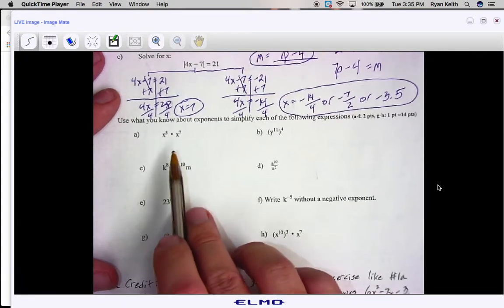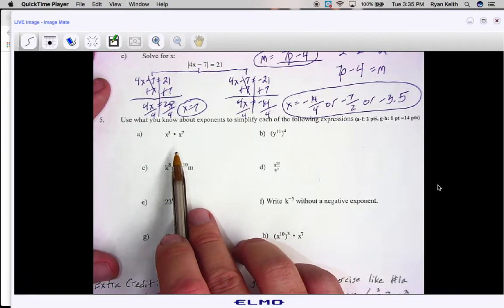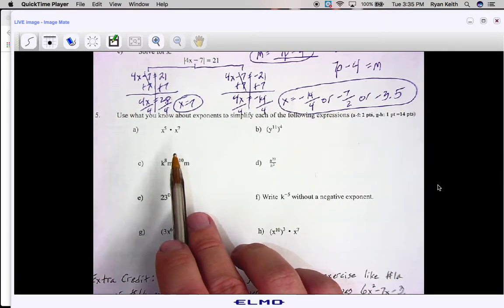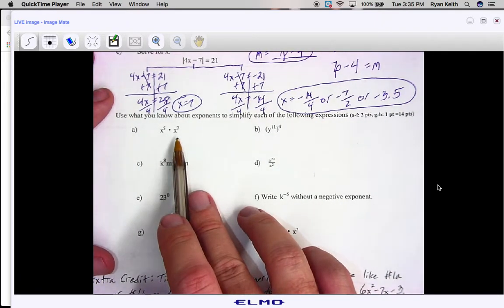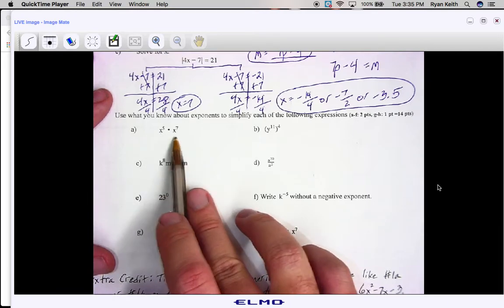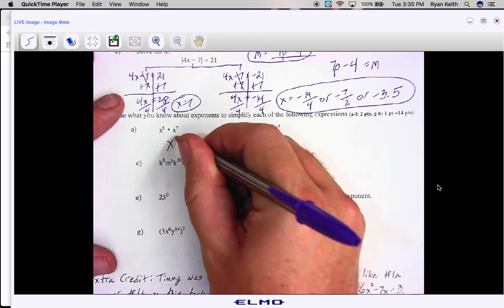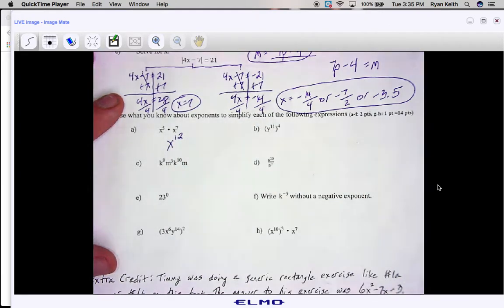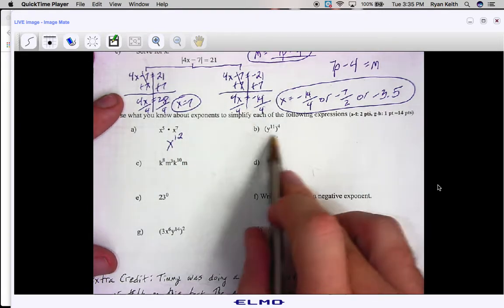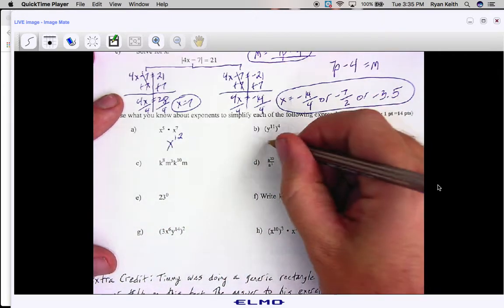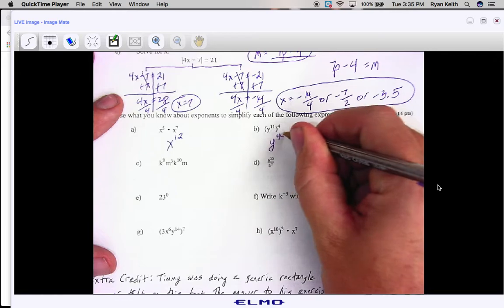For these exponent ones, it's really about memorization, isn't it? I don't know what else to say about these. Problem A is a rule that I taught you: you add the powers together. 5 plus 7 is 12. B looks different than A. Different rule then. On one like this with parentheses, you multiply them together.